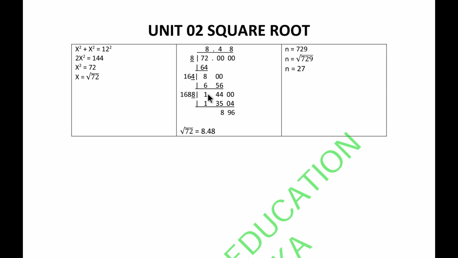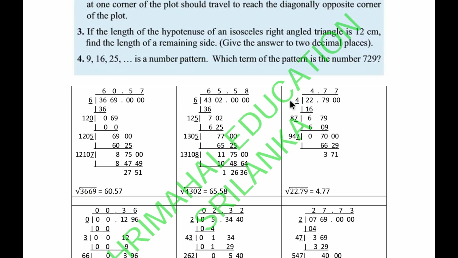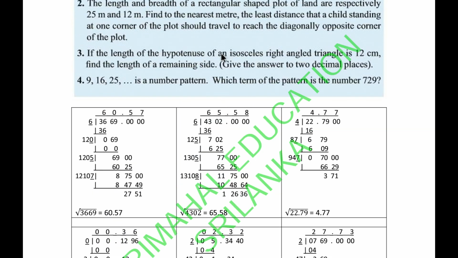Then it's 144. Take these two zeros down. 84 times 2, 168. Put a blank. 8 times this whole thing equals 13,504. That value is 896. The root of 72 equals 8.48. Okay, the next one, that much distance is in centimeters.